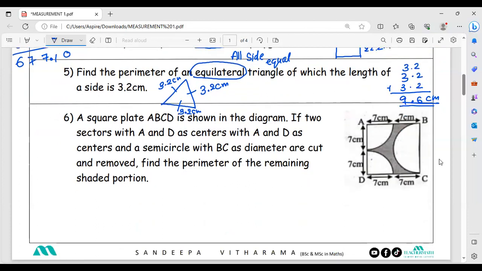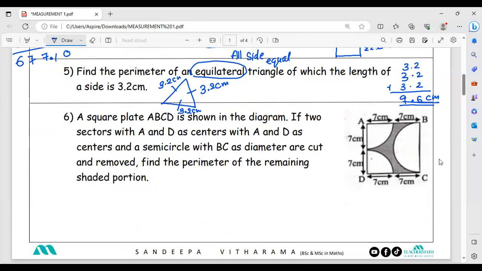6th question. A square plate ABCD is shown in the diagram. If 2 sectors with A and D as centers and a semicircle with BC as diameter are cut and removed, find the perimeter of the remaining shaded portion. To find the perimeter, you have to find these arcs.